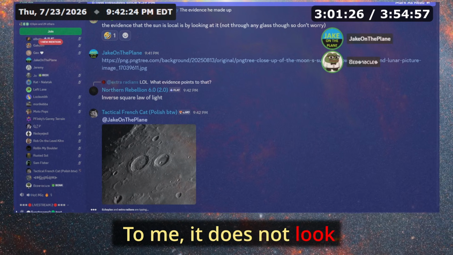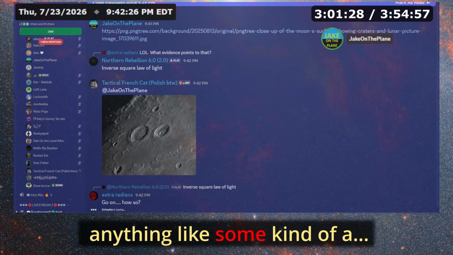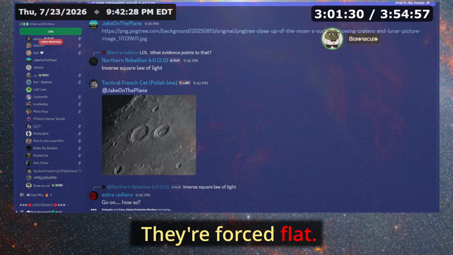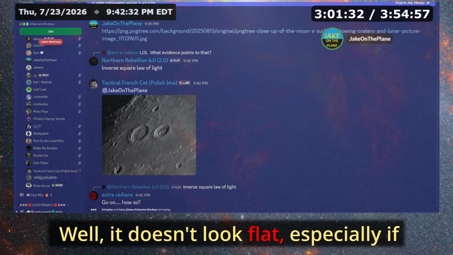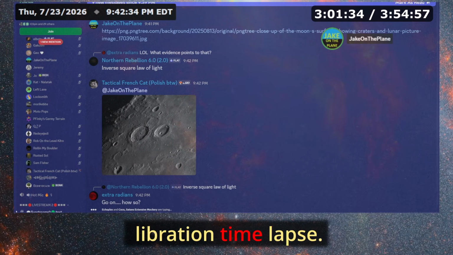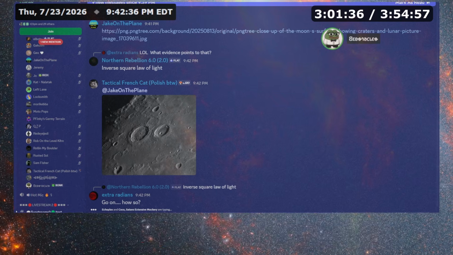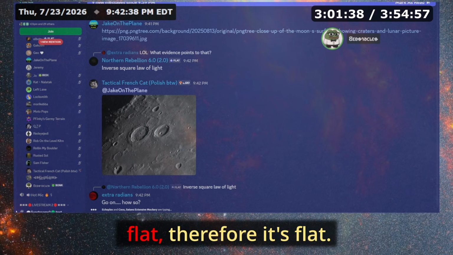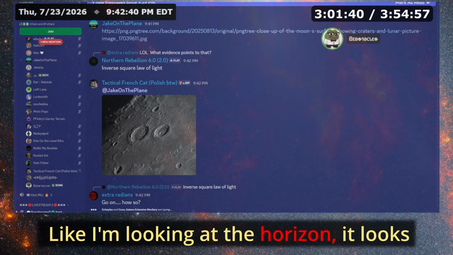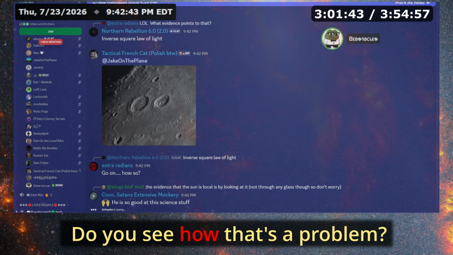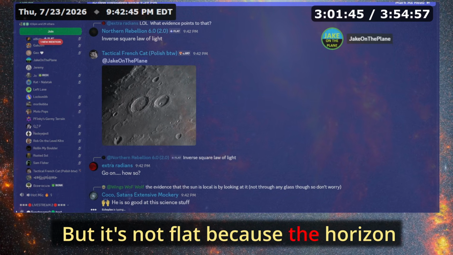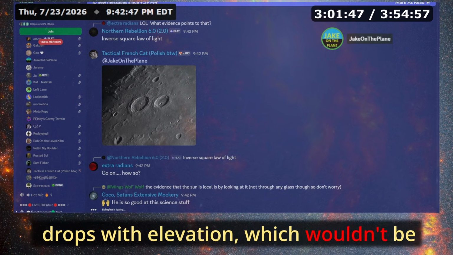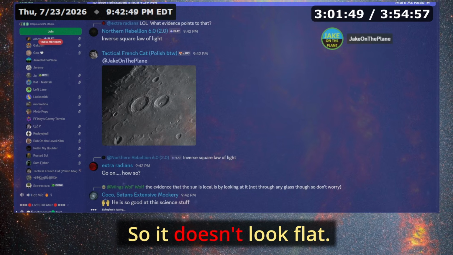To me, it does not look anything like some kind of flat. Therefore, it's flat? Well, it doesn't look flat, especially if you look at the lunar libration time lapse. It's very obvious that it's a sphere. No, I'm just saying, do you understand? Like the Earth looks flat, therefore it's flat. Like I'm looking at the horizon, it looks flat, therefore it's flat. You see how that's a problem? But it's not flat because the horizon drops with elevation, which wouldn't be the case on a flat Earth. So it doesn't look flat.